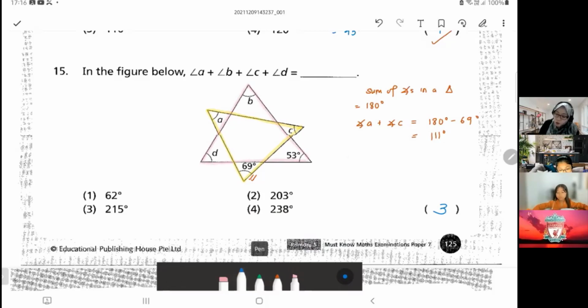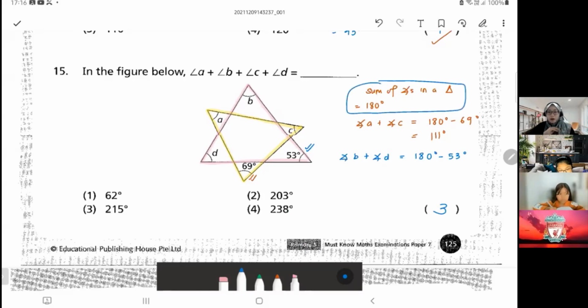It's a triangle, correct? So you find angle B plus angle D is equal to 180. Take away the one that you know, minus 53, because the sum of angles in a triangle is always 180. So whenever you have a triangle, the three angles will always add up to 180, no matter what unknown you are given. Okay, so 180 minus 53, I get 127 degrees.